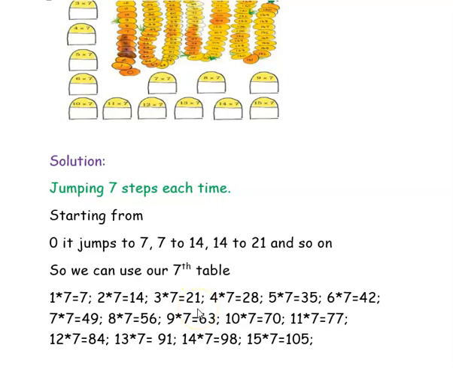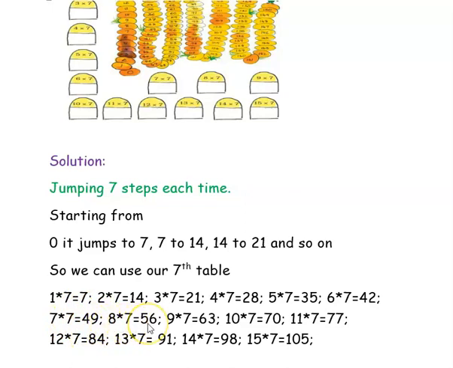So we can also say this is repeated addition. If you add 7 repeatedly 3 times, then you will get 21. So it's repeated addition. The fourth jump will be at number 28. And for the fifth jump, 5 into 7 will be 35. In the sixth jump we will be at 42. In the seventh jump again we count 7 from 42, so you will land on 49.